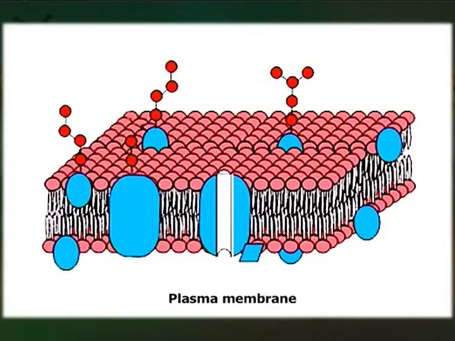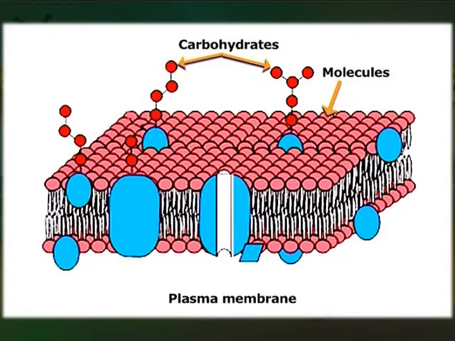It is important, for example, in the sorting of cells into tissues and organs in an animal embryo. It is also the basis for the rejection of foreign cells by the immune system, an important line of defense in vertebrate animals. Cells recognize other cells by binding to molecules, often containing carbohydrates, on the extracellular surface of the plasma membrane.